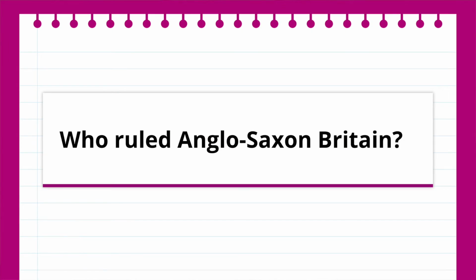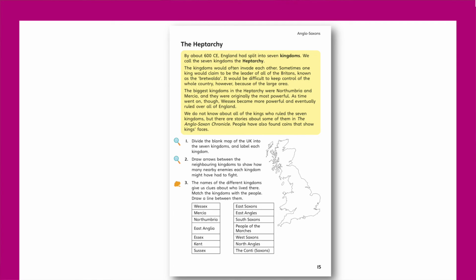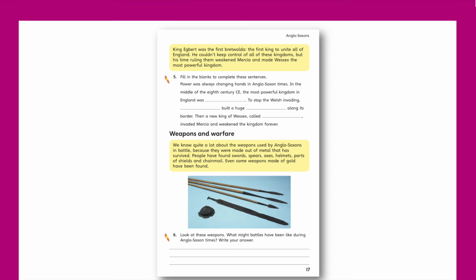Lesson 3 asks, who ruled Anglo-Saxon Britain? Pupils will learn about how tribes increasingly joined forces in different regions until 7 main kingdoms emerged. Major kings such as Offa and Egbert will be explored, as well as the weaponry and warfare that was used in an attempt to expand kingdoms within Britain.